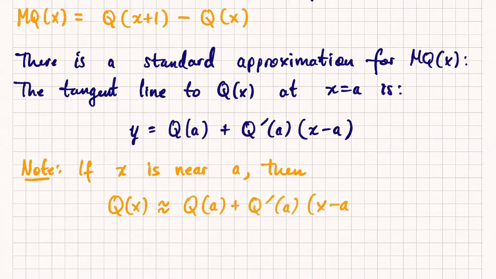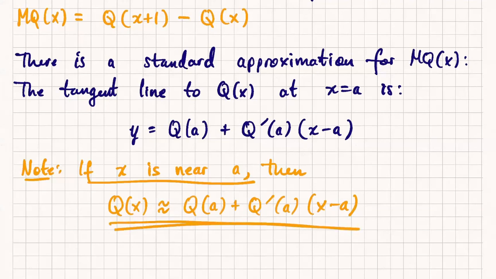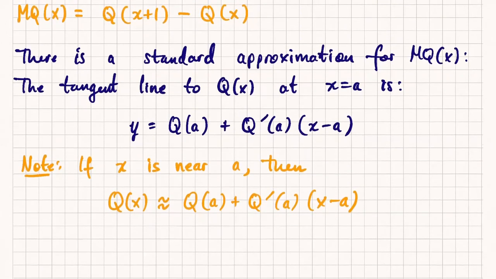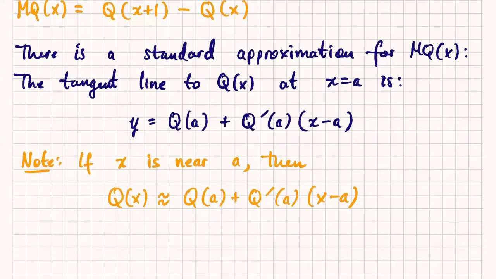So this is nothing new. What I just wrote down is the tangent line formula, and I'm just repeating our main fundamental principle for today's lecture, that the tangent line approximates the original function near the point of tangency. If x is near a, these two things are approximately equal. Now here comes the cleverness. Notice that at the top of the screen, I want to figure out the difference between Q of x plus 1 and Q of x.